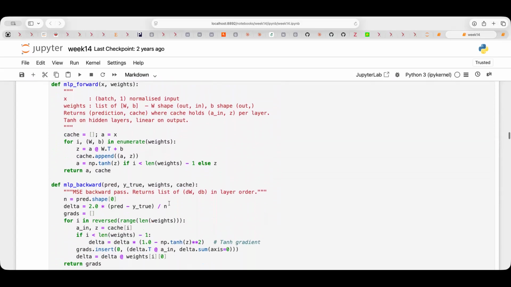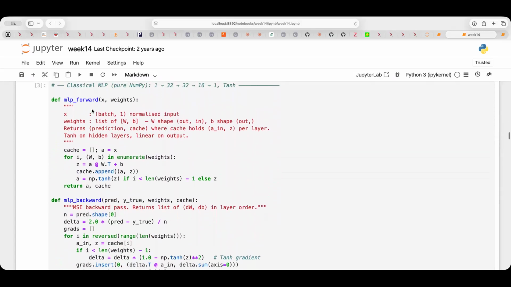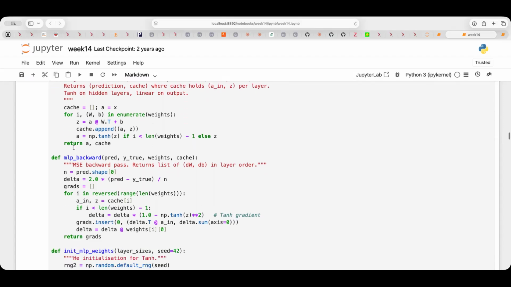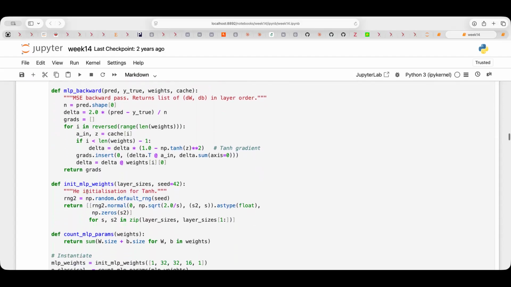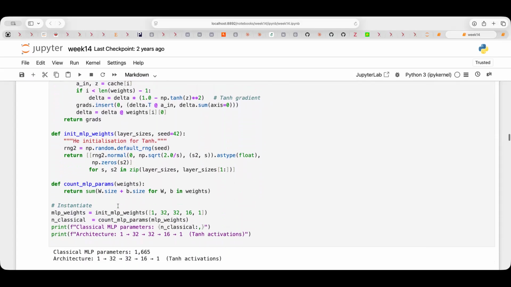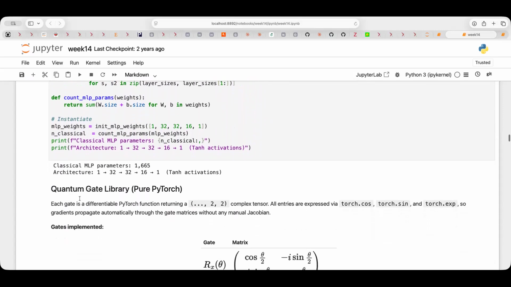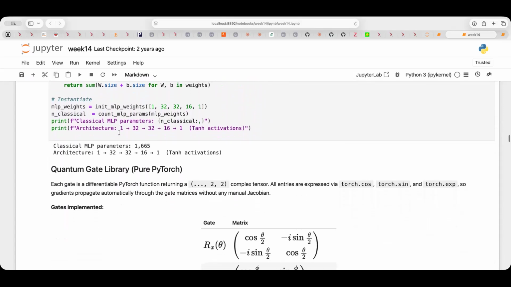So what you have here is the feed-forward neural network. This is the feed-forward pass. You have the tanh function, and then there is a backward part. MLP stands for multi-layer perceptron. And I initialize the weights, normally distributed. I count my set of parameters, and then I run my code. This is the setting up of the network.